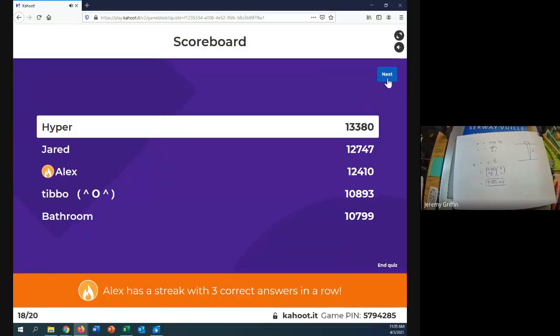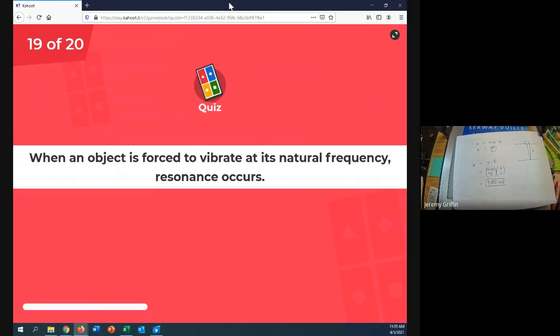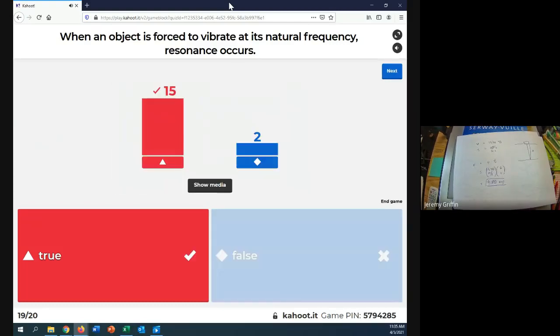Yeah, that works. Oh, Alex got it. When an object is forced to vibrate at its natural frequency, resonance occurs. You guys remember the kid with the wine glass? You guys remember Tacoma Narrows Bridge? Yeah, that's called resonance, right?